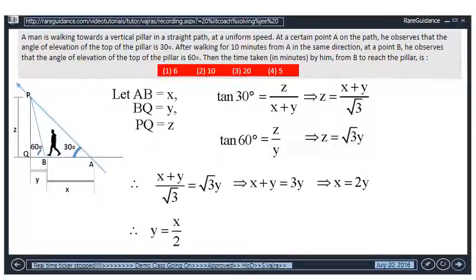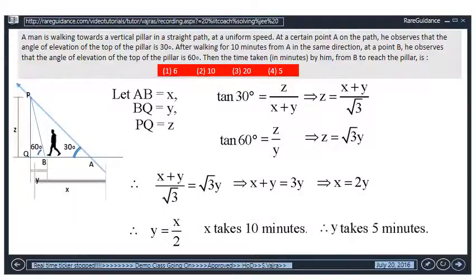So this makes our question pretty clear. We have already been given that it takes 10 minutes for the person to walk from A to B. So if x is 10 and we divide it by 2, we get the answer that y, the time from B to Q, would be 5 minutes. Looking at the options given, we can safely say that option 4, which is 5 minutes, is the correct answer for this question.